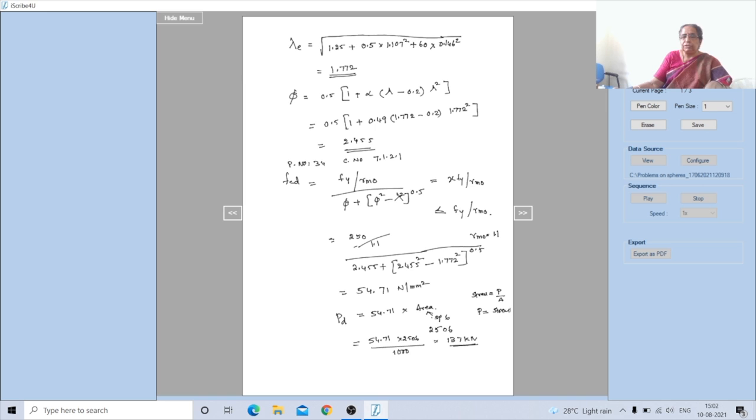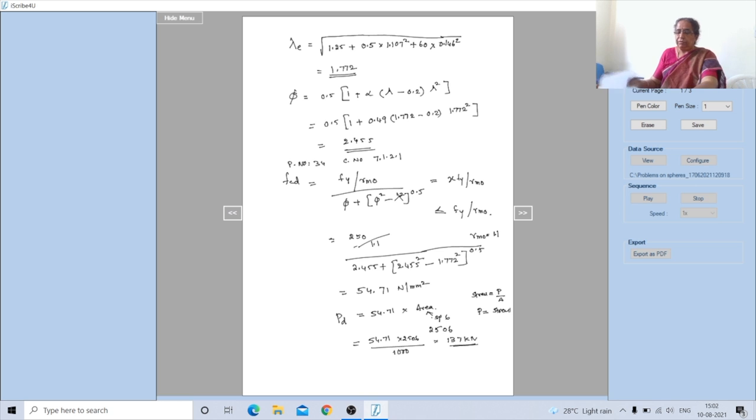How to do it using table 12? Using clause number 7.1.2.1, we have found out the FCD. Once you find the FCD, multiply with the area, and you will get the safe load carrying capacity, the design load carrying capacity of the member. The actual load should be less than the design load. Why? If it crosses more than the design load, it fails, isn't it? So the load should be less than the design load, that is the PD value.